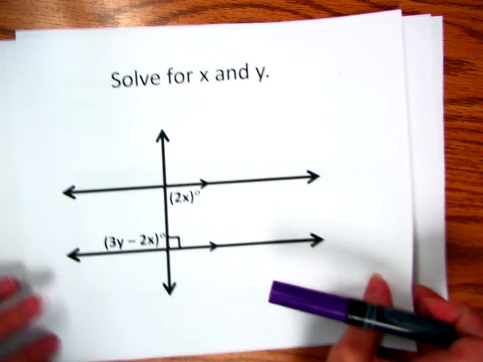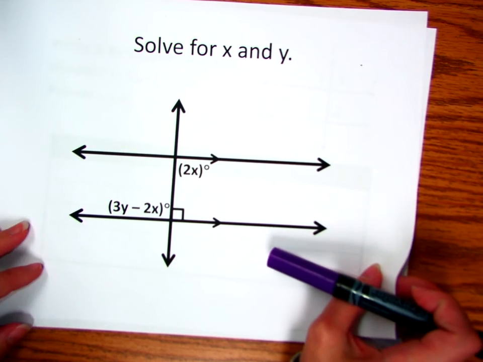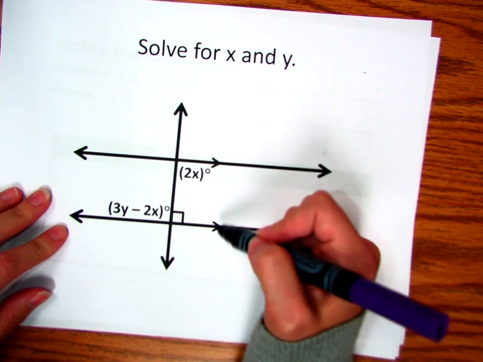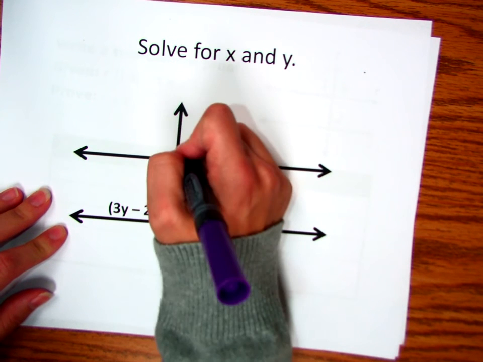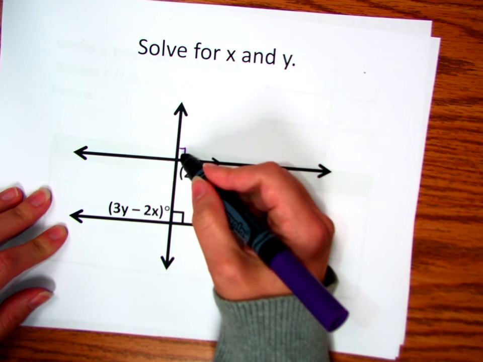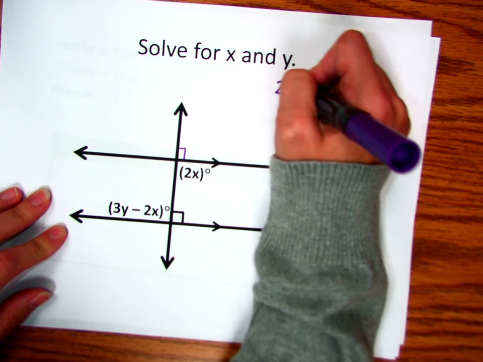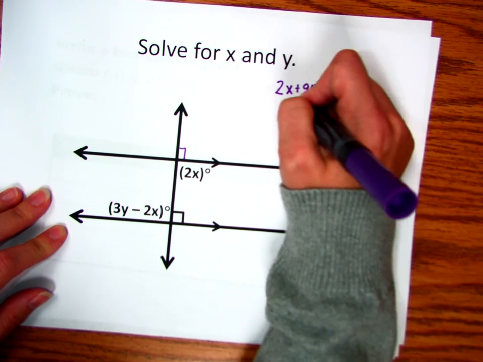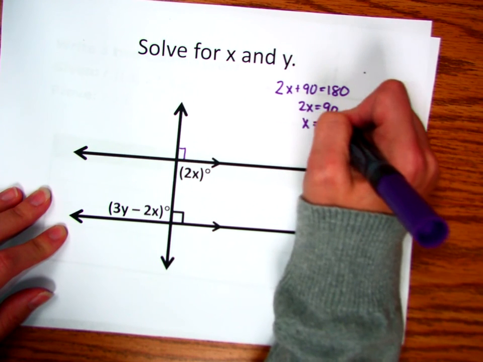You were given a problem in which you had to solve for x and y. Now when you look at this here, we have this theorem that says if we have two parallel lines and one of the lines is perpendicular, then the other is also perpendicular. So now we know that this is a 90-degree angle, so for this first one we can say 2x plus 90 degrees is equal to 180. So we'll subtract 90 from both sides, so 2x equals 90. Divide both sides by 2, so x equals 45.